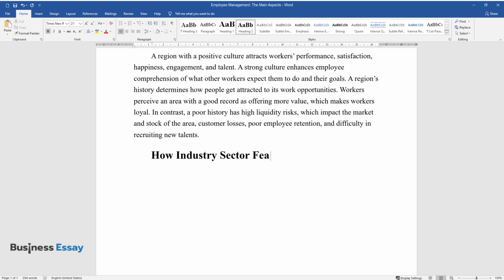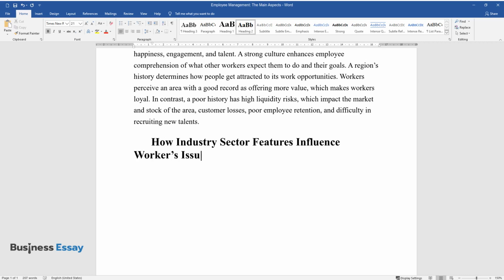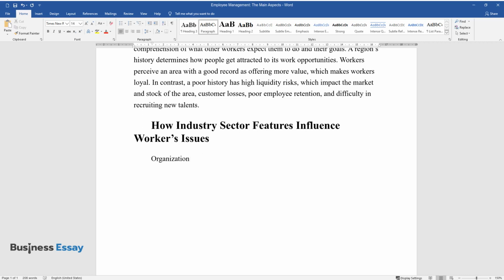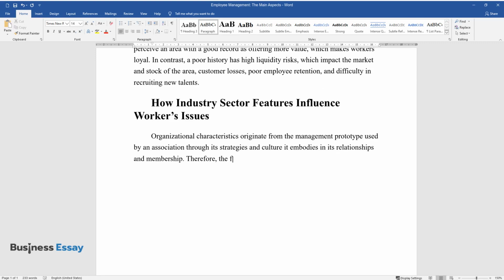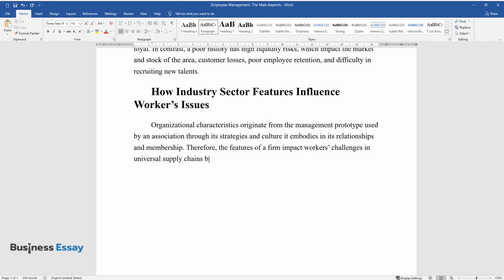How industry sector features influence workers' issues. Organizational characteristics originate from the management prototype used by an association through its strategies and culture it embodies in its relationships and membership. Therefore, the features of a firm impact workers' challenges in universal supply chains by affecting their motivation and performance.